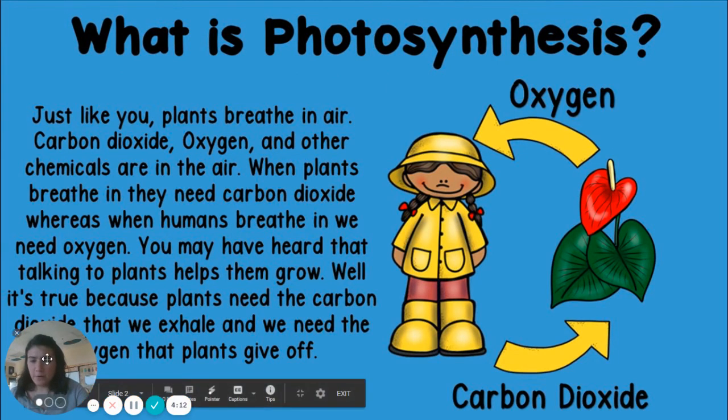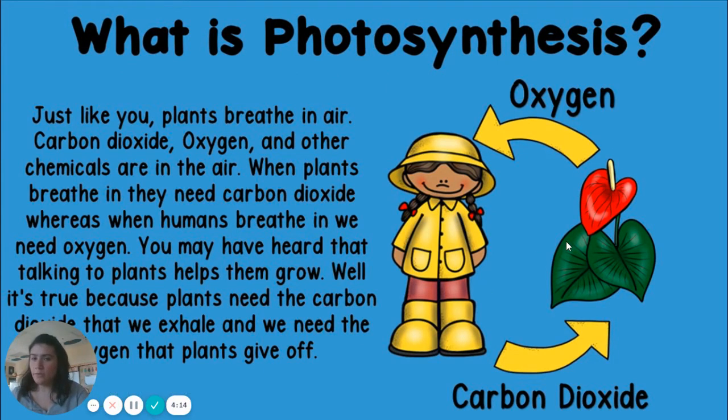Okay, so what is photosynthesis? So just like you, plants breathe in air, which is made up of, because we talked about what our atmosphere is made out of, carbon dioxide, oxygen, and other chemicals are also in the air, but those are the two main ones. When plants breathe in, they need carbon dioxide, where when humans breathe, we need oxygen.